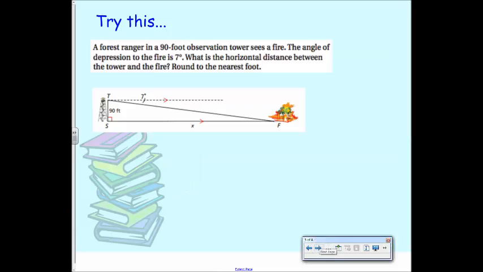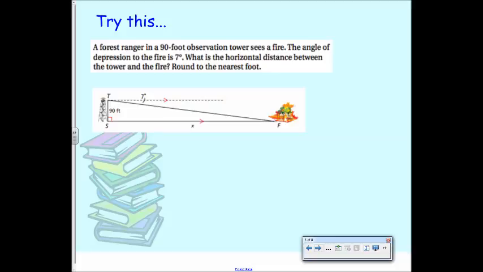All right, so let's say, for example, a forest ranger is in a 90-foot observation tower, so he's standing right here, and he sees a fire, which is over here. The angle of depression to the fire is 7 degrees. What is the horizontal distance between the tower and the fire? So I'm looking for x, and I have 90 feet, so I know it's 90 feet tall.